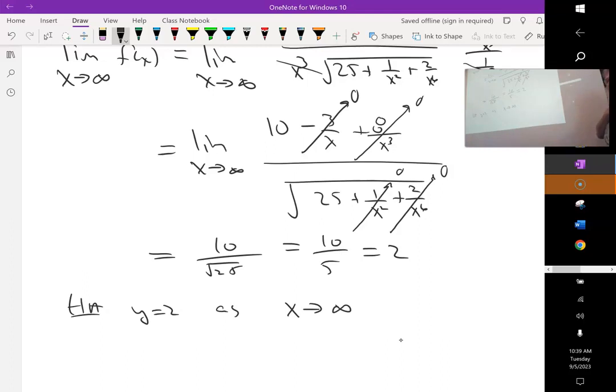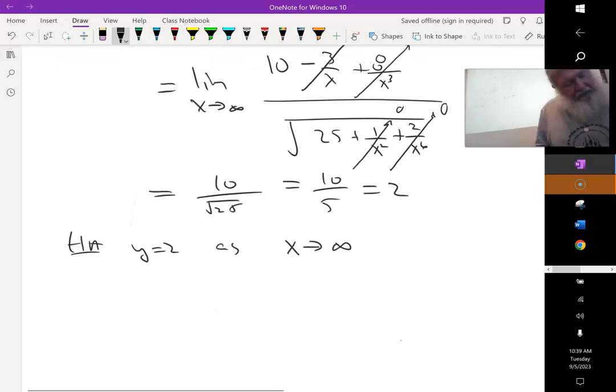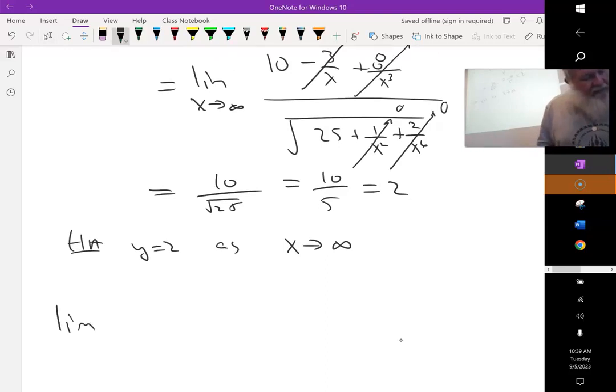Okay, and that's the right-hand behavior. Now we still need to look at the left-hand behavior. All right. So now let's look at the limit as x goes to minus infinity of f of x.